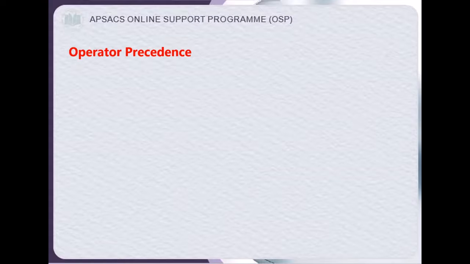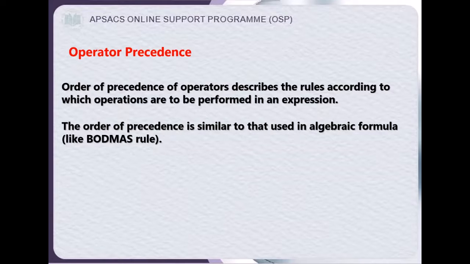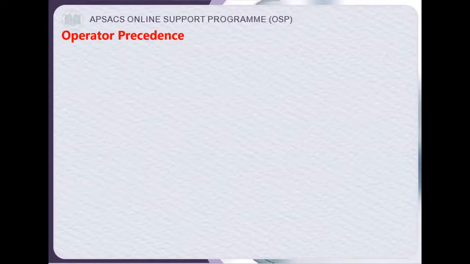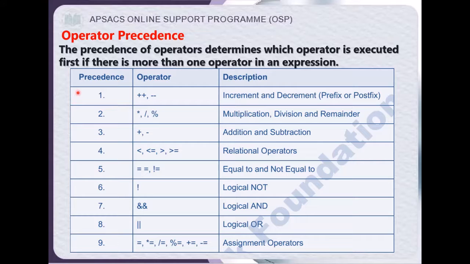Operator precedence. Order of precedence of operators describes the rules according to which operations are to be performed in the expression. The order of precedence is similar to that used in algebraic formulas like the BODMAS rule. In the given table, the operator that has the highest precedence is written at the top and the one with the lowest precedence is written at the bottom. The precedence of operators determines which operator is executed first if there is more than one operator in an expression. You can see the table of operator precedence on the screen.